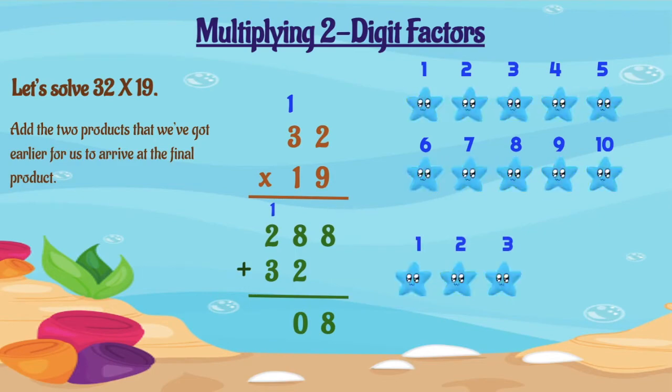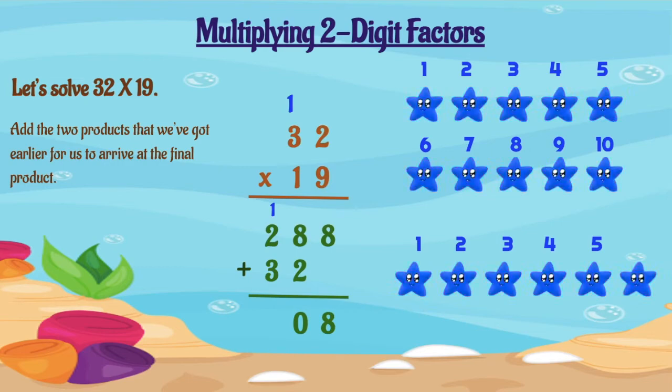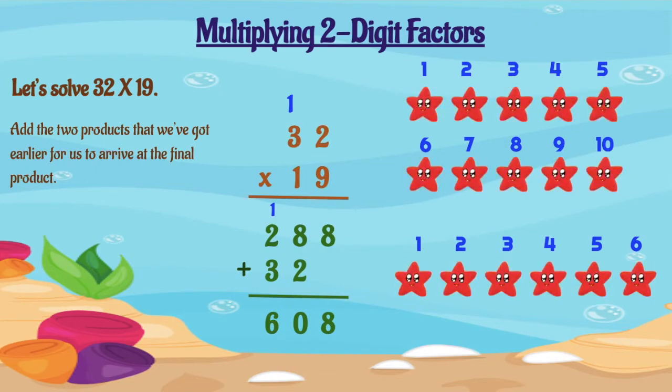Then let's add 3 and 2. That would give us 4, 5. Let's not forget to add our carry 1 to give us 6. 32 times 19 is equal to 608. Well done, learners! Let's just always remember that this same process is what you need to follow if you're going to solve larger numbers.